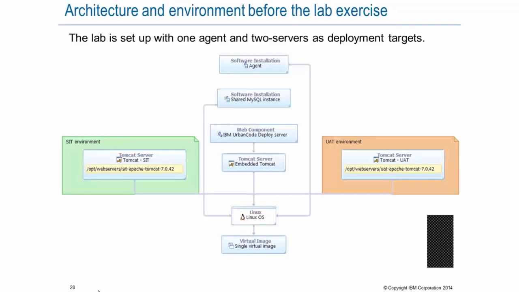So that's what's on the server. And then on that server we also have 2 instances of Tomcat installed, one that represents the SIT environment and one that represents the UAT environment. Okay, next slide.